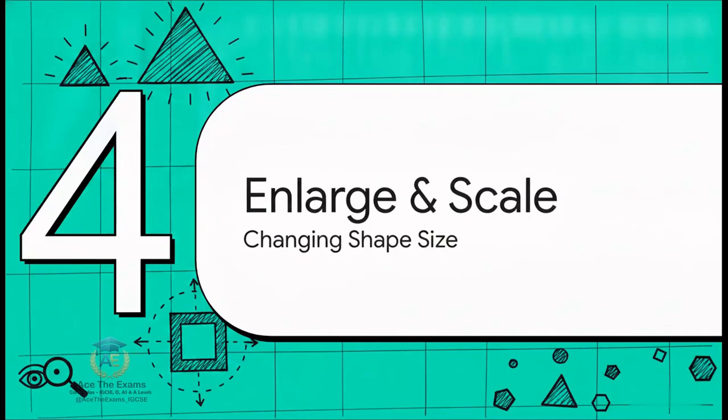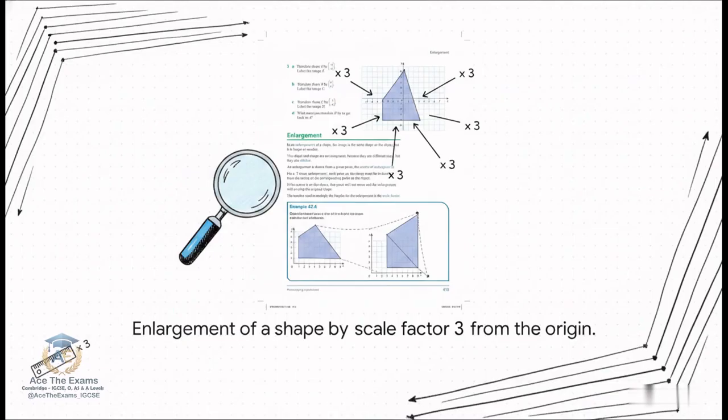Section 4. Enlargements and scale factors. This is where things get really interesting. Let's look at how this works visually. Right here, we have an enlargement by a scale factor of 3, with the origin as our center of enlargement.